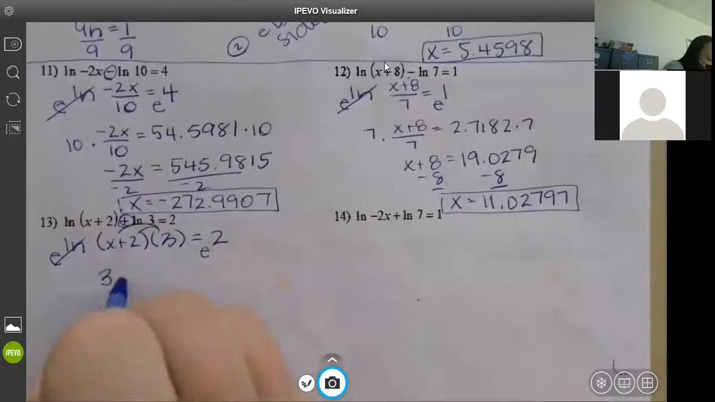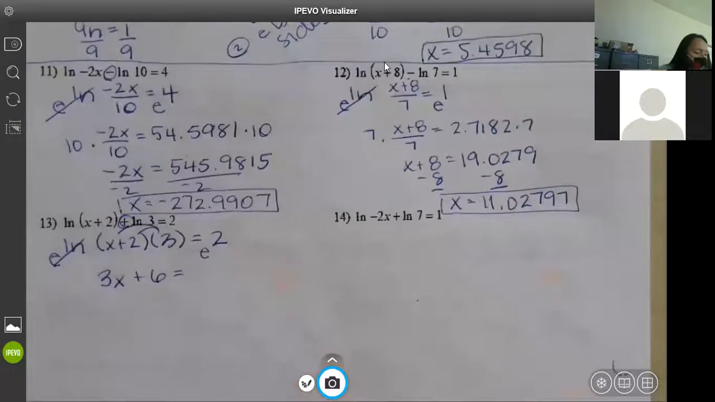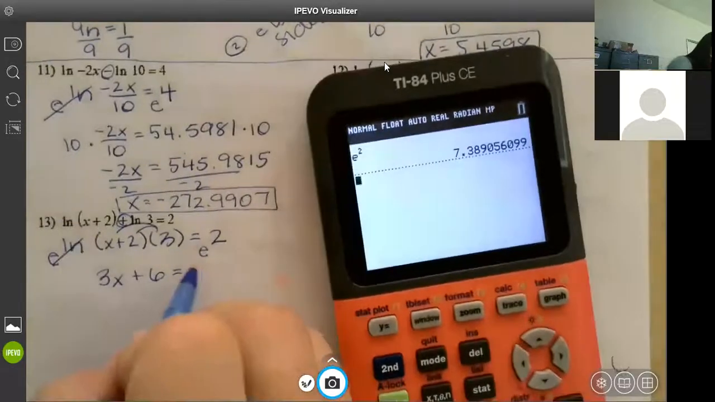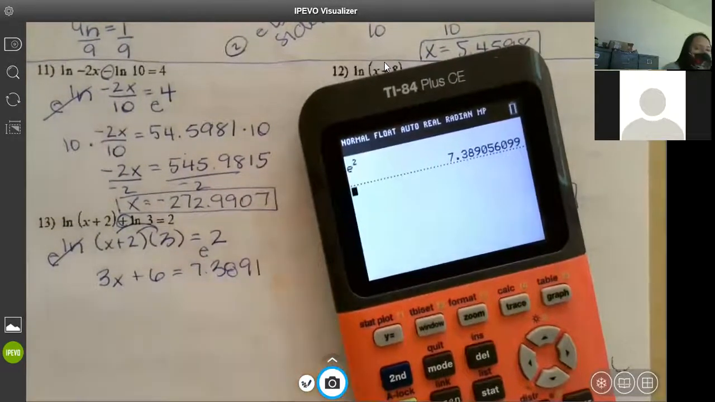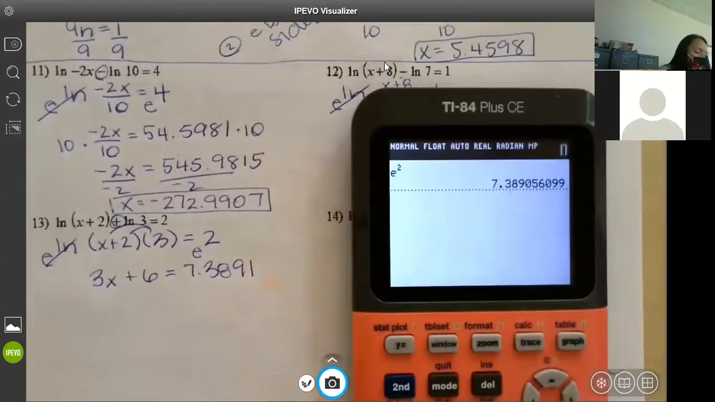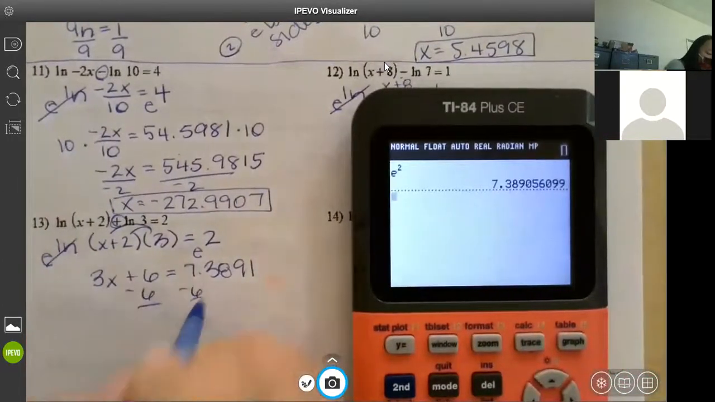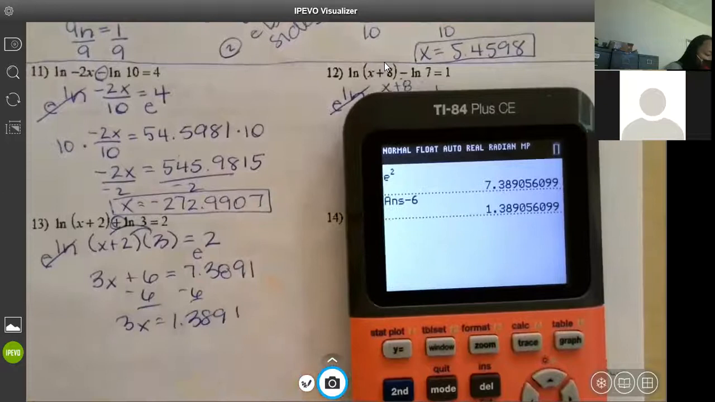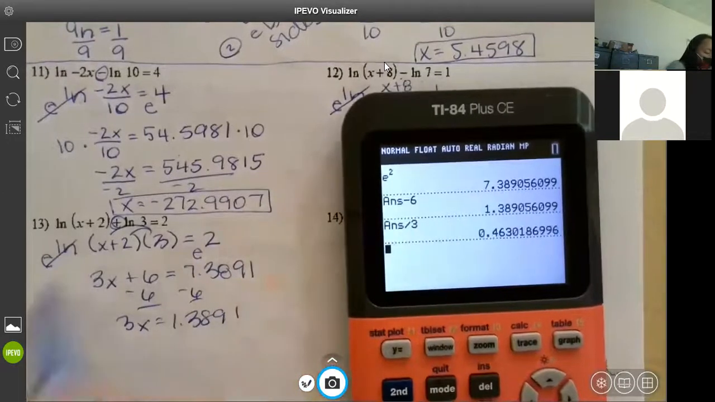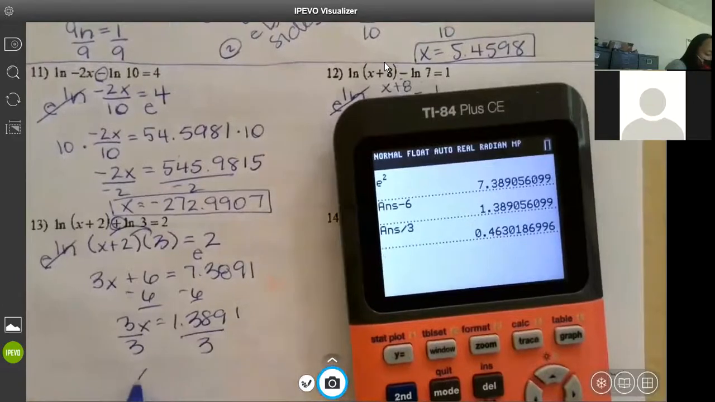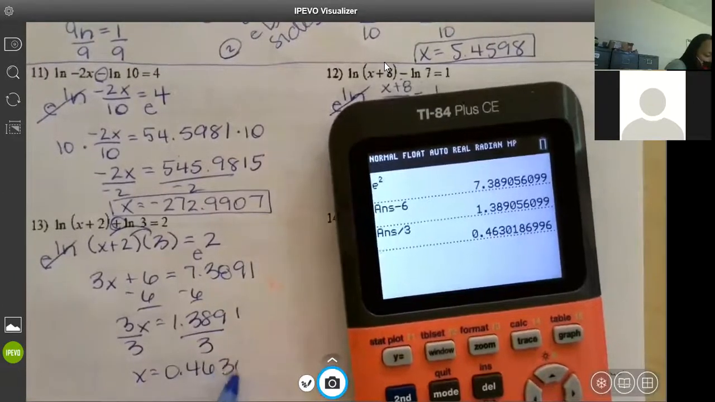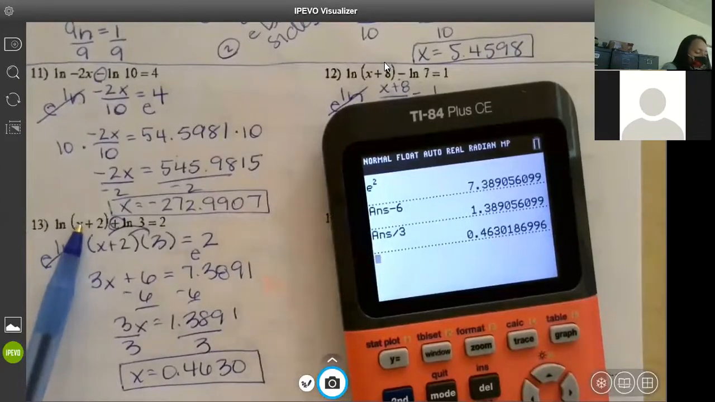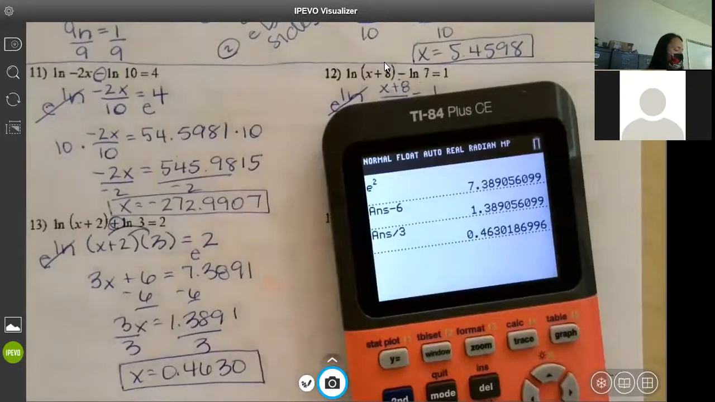So 3 times x is 3x. 3 times 2 is 6. And then in my calculator, e squared is 7.3891. Again, round or don't, it doesn't matter. I keep it running in my calculator. I'm going to subtract 6. I get 3x equals 1.3891. And then we know to divide by 3. If I plug this into your x, it would be 2.4630, so it works. It is not extraneous.